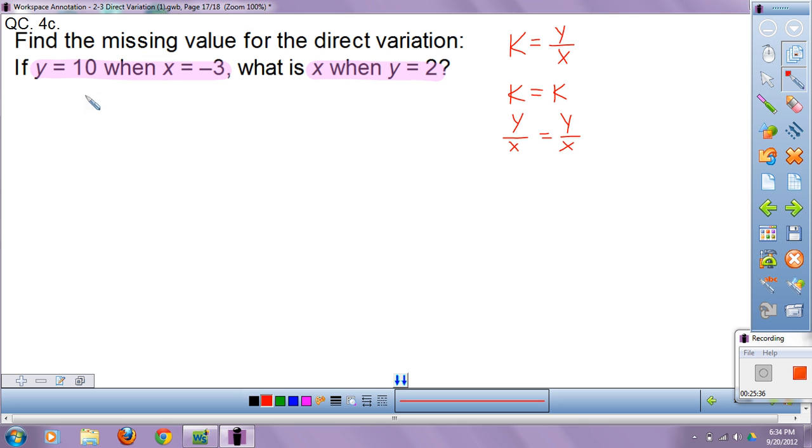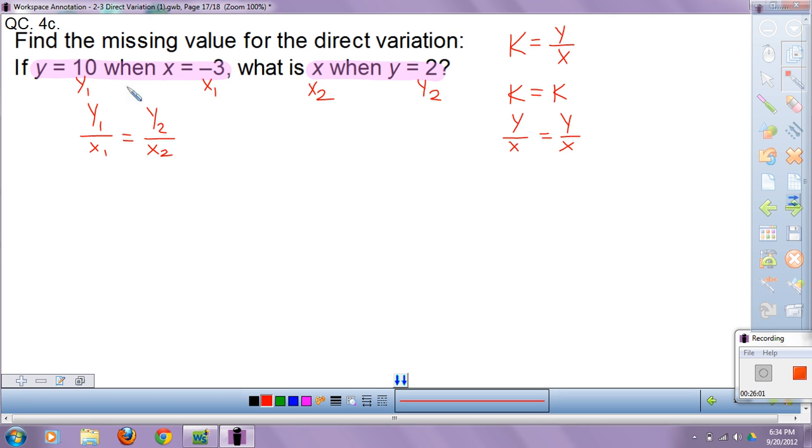So I'm going to set up my proportion with y1 divided by x1 equals y2 divided by x2. And I'm going to label my points so I don't mix them up together. So your y1 is your 10, x1, negative 3. This time we're trying to find x, so that's my x2 and this is my y2. So y1 is 10 divided by x1, negative 3, and that equals y2, which is 2, divided by x2, which is x, what we're trying to find.